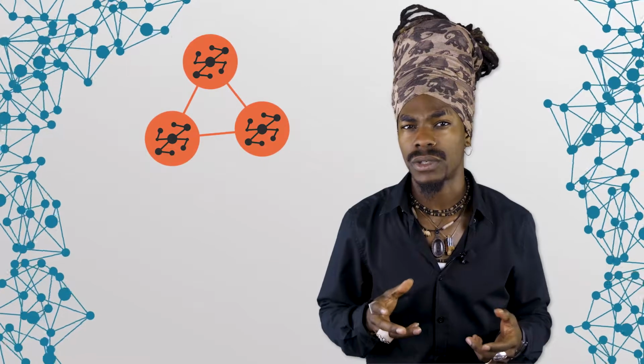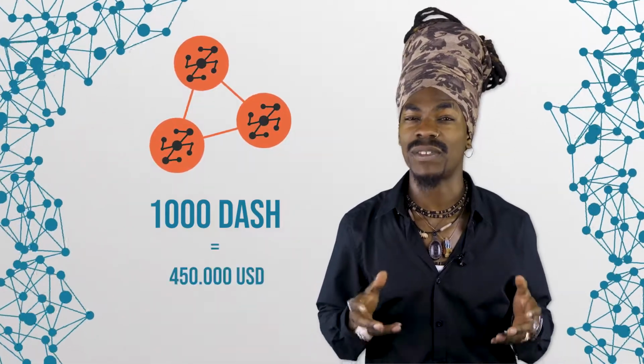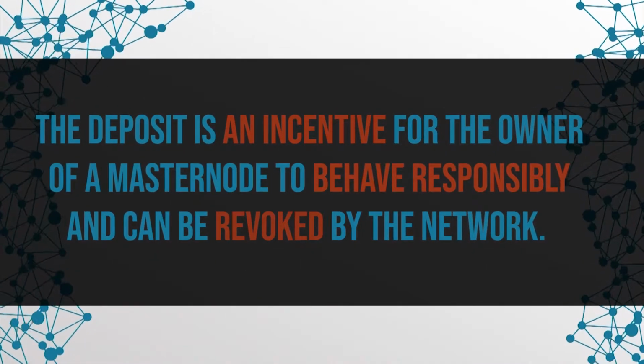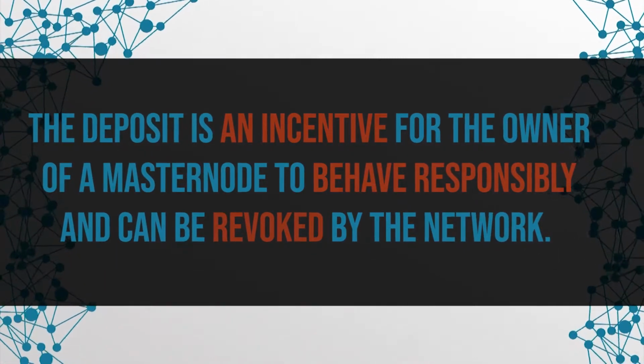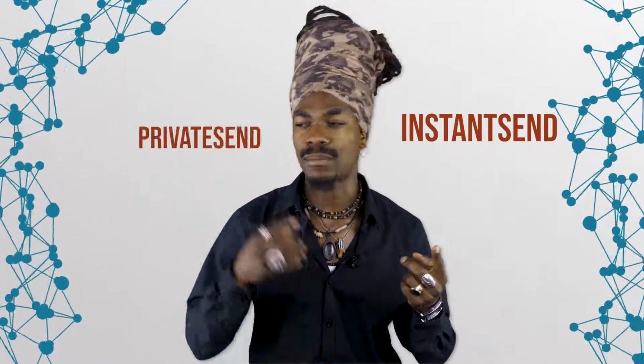In the Dash network, masternodes are very similar to the nodes in the Bitcoin network with additional features. If you want to set up a masternode, you have to deposit 1,000 Dash, which is approximately 450,000 USD. In return, masternodes have more responsibility in the network than normal nodes. The deposit is an incentive for the owner of a masternode to behave responsibly and can otherwise be revoked by the network. Besides this, masternodes have two additional features: InstantSend and PrivateSend.